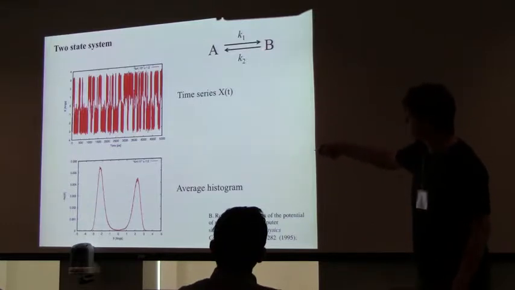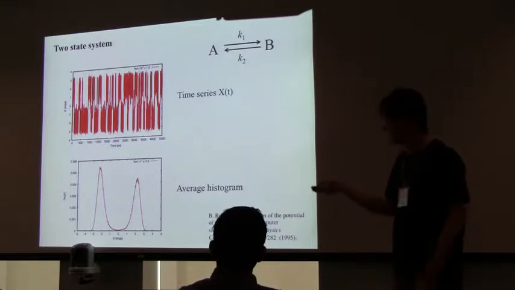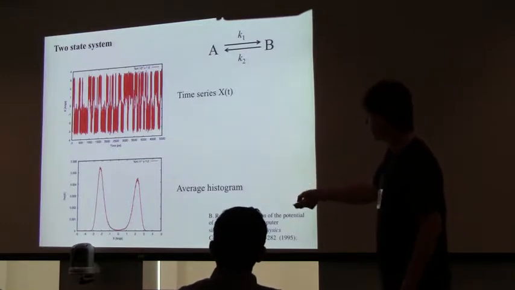And if I simulate this process, you could imagine that you spend time in the state A and then you jump to the state B and so on and so forth. If I make a histogram of the X as a function of time, I will get two peaks. Essentially, there could be two probabilities or two states. And that's the average histogram.